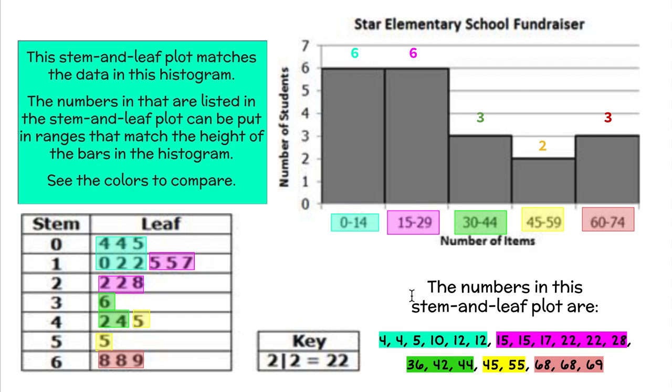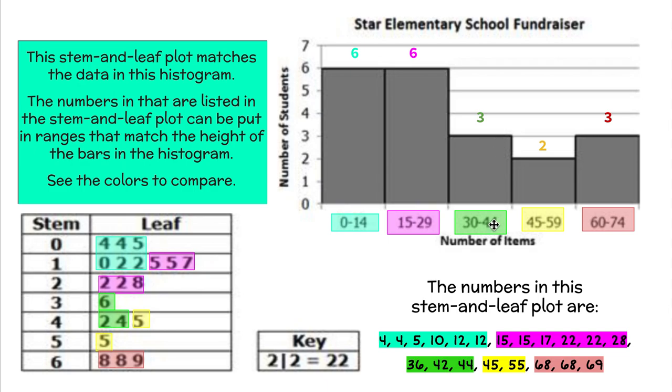Then we can do the same thing for our pink section, so between 15 and 29. I highlighted all of the numbers that would be between 15 and 29 in pink, and that was 15, 15, 17, 22, 22, and 28. That was 6 different numbers, and this histogram bar was again 6 above that category.